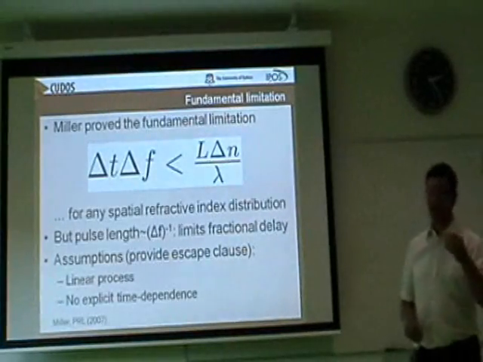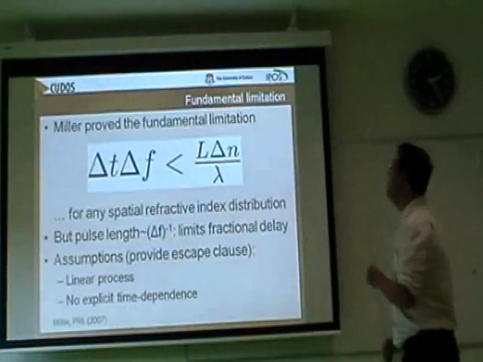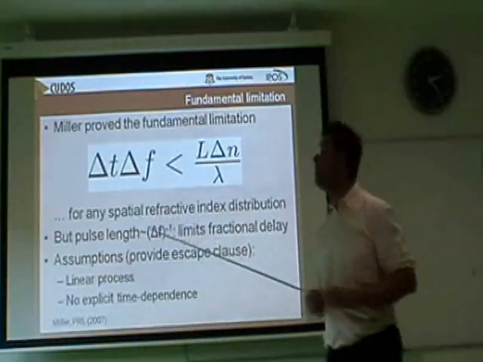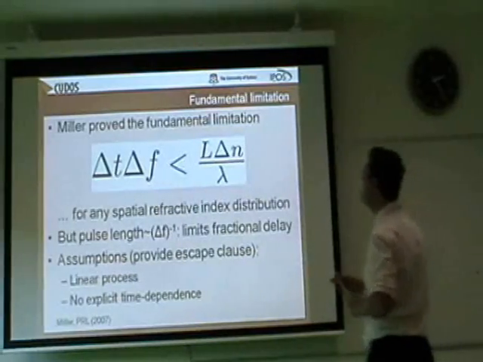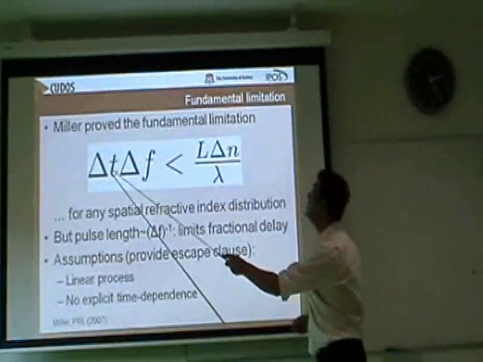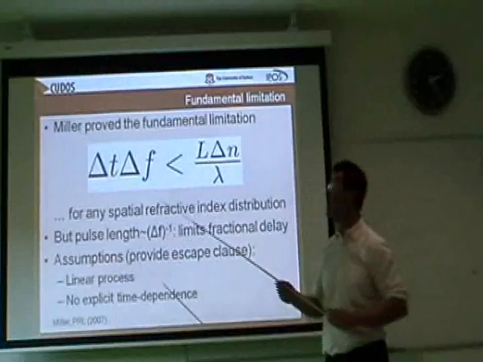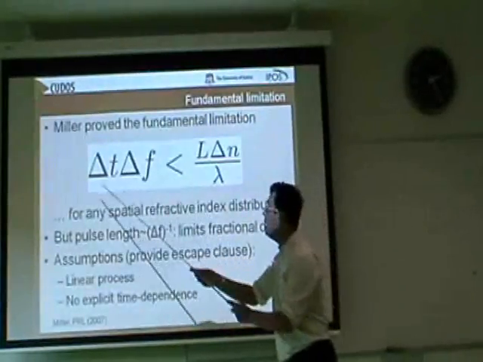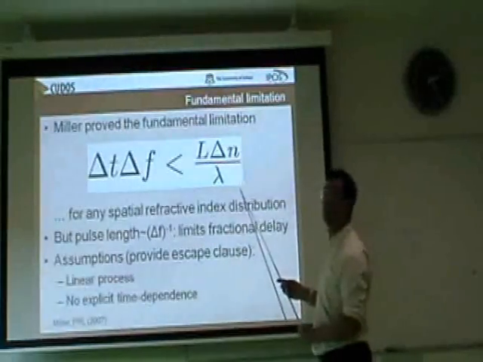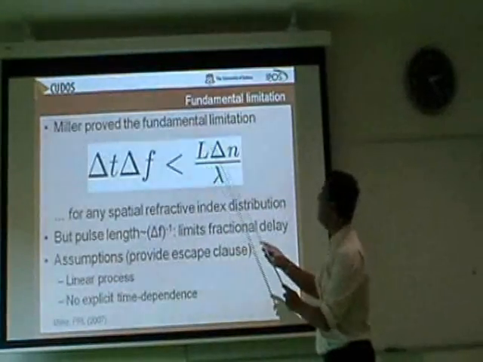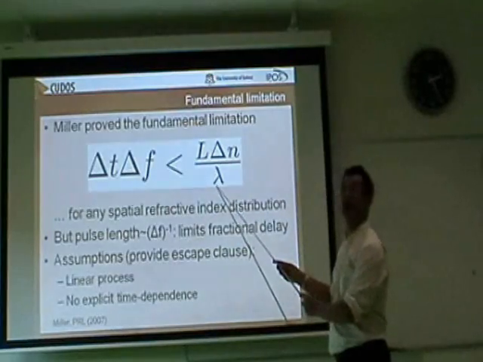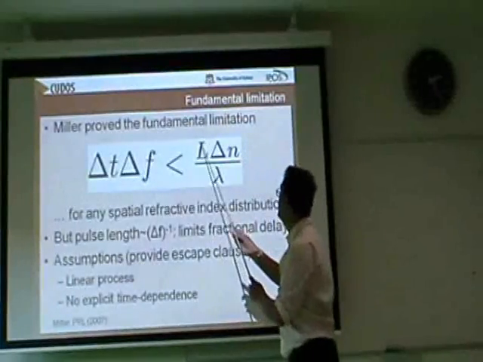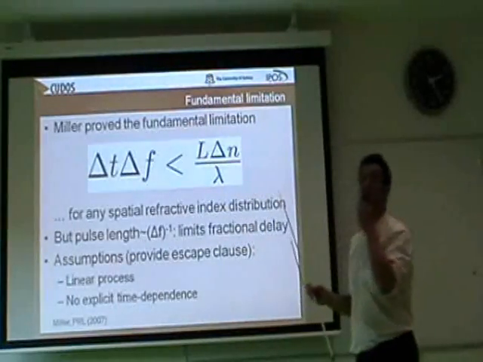Now, you don't get things for free. There are some fundamental limitations to this, and David Miller from Stanford published one fundamental limitation a couple of years ago, which can be written in this way. Delta T is the maximum delay you can get. Delta F is the bandwidth of your signal, and those two have to be smaller than this, which depends on the length, the index contrast, the refractive index, and the wavelength. And so, yes, I guess the longer the structure, the more delay you can get.